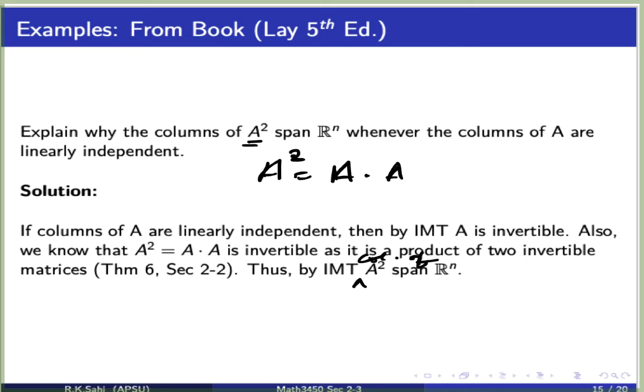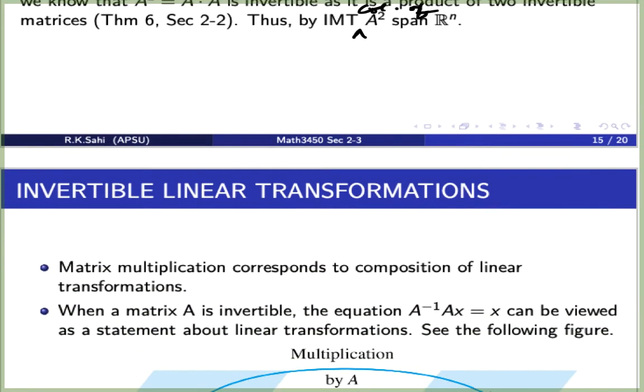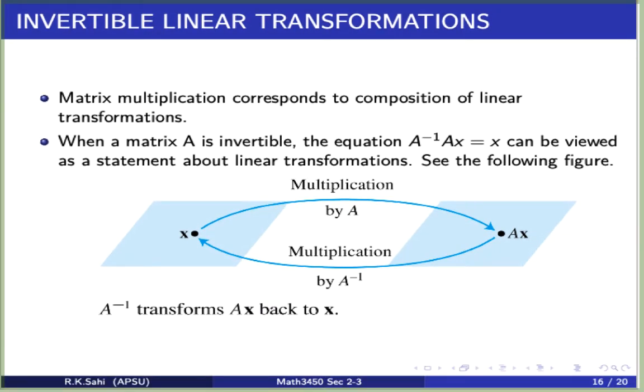Okay, now we are going to look at invertible linear transformations. Now remember that if A is invertible, matrix multiplication also corresponds to composition of linear transformations. If my matrix A is invertible, the equation A inverse AX equals X can be viewed in this way. When we talked about matrix multiplication AX, we view this as a linear transformation where X is being multiplied by A.